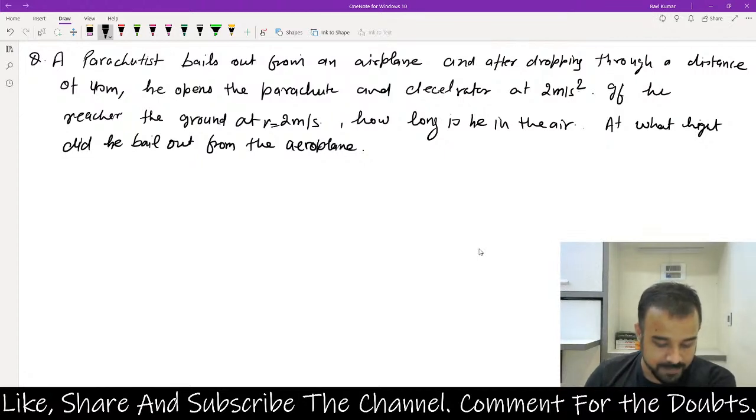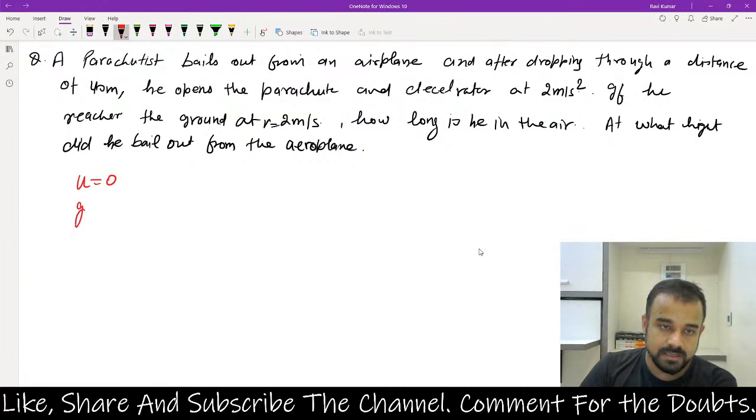This is what has been asked of you. Now what is clearly given to us over here is u is given as 0, g is given as 9.8 meter per second square, s is given as 40 meter, t is asked, and v is asked.